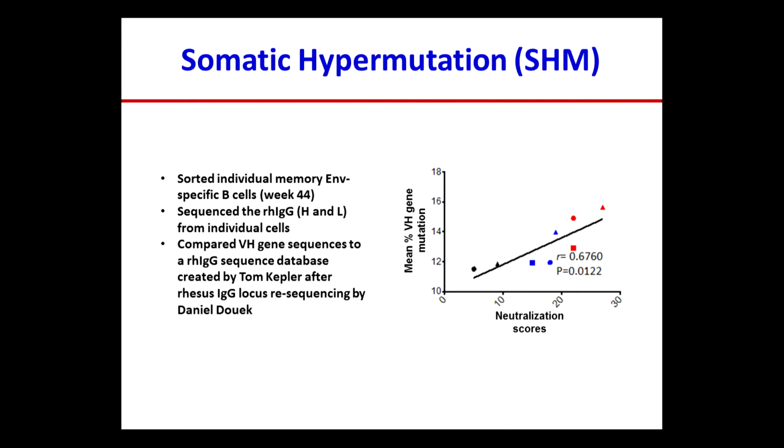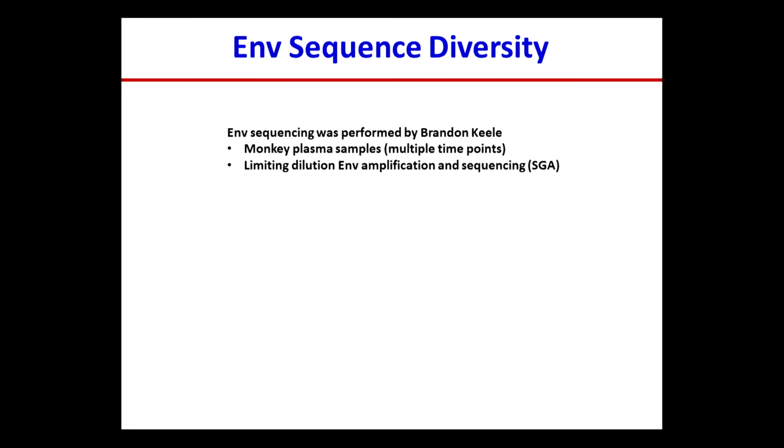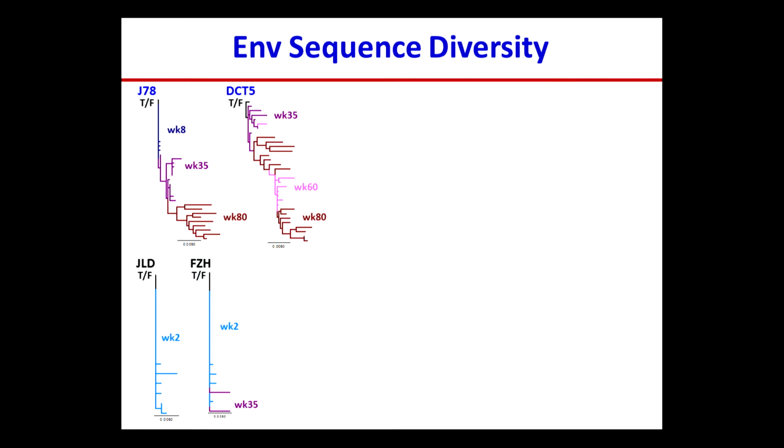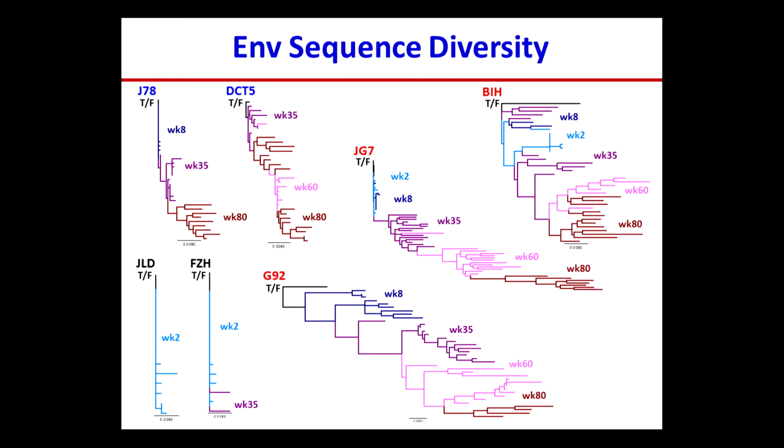And finally, in humans, it had been shown that the envelope sequence diversity had to drive a lot of this. So we simply did single genome analysis of envelopes, the HIV envelopes from these SIV-infected monkeys. These show the two monkeys who had bad neutralization. Their envelopes really weren't evolving. Two monkeys that had intermediate neutralization, their envelopes were evolving over time, but the three monkeys that had great neutralization had lots of envelope sequence diversity over time.